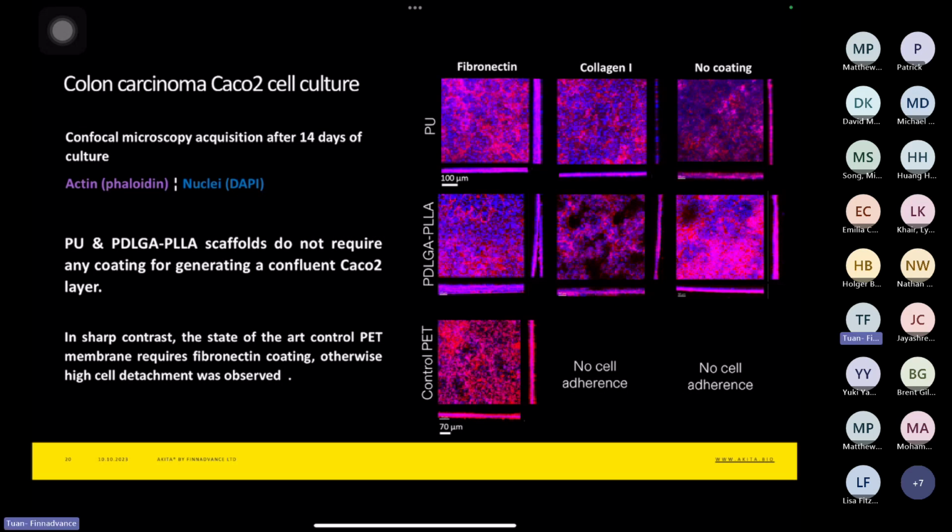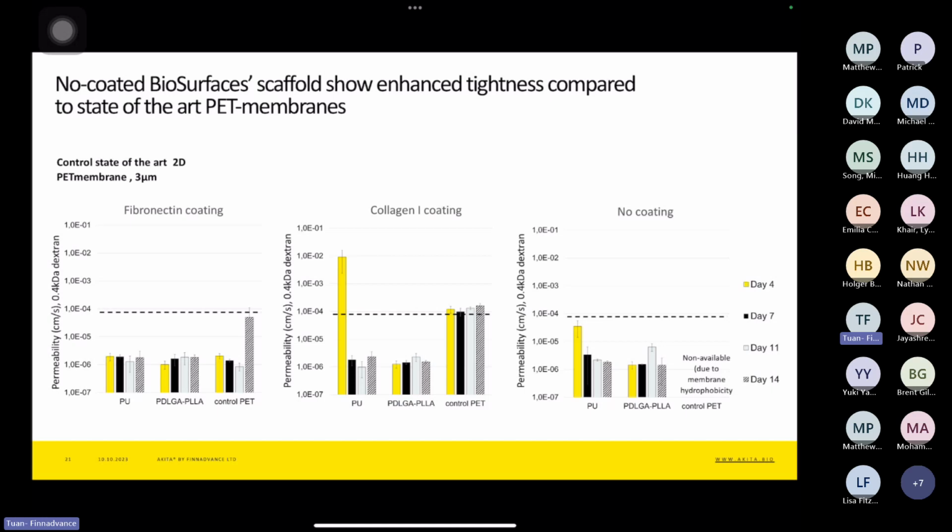So this is also already a huge improvement in terms of the handling, right? And it also increases the repeatability of the model that we want to develop.